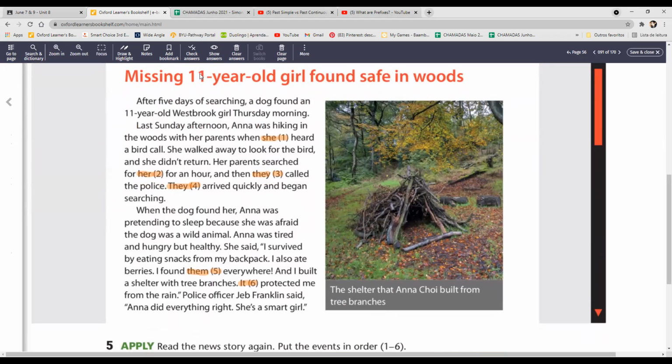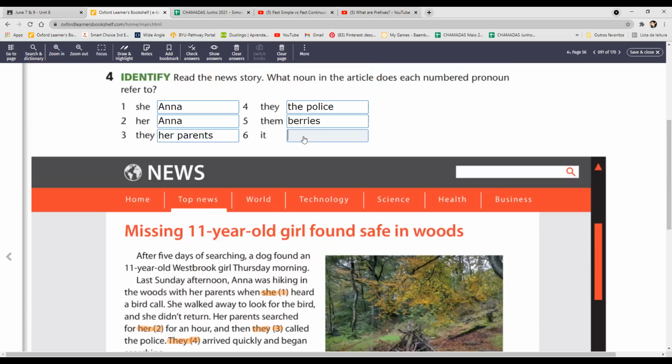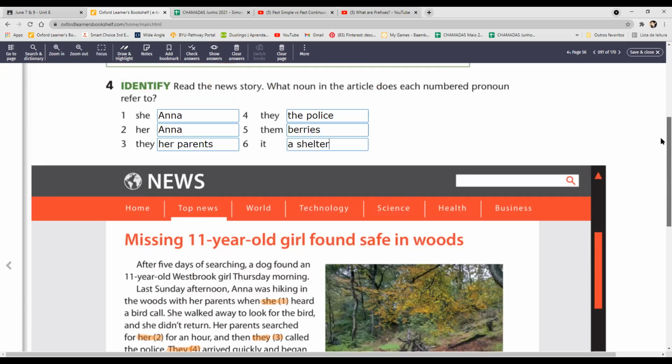And she was only 11 years old. She was a young girl. But look, she managed to build a shelter to survive in the woods. She was very smart. So here, a shelter. Okay. So let's check the answers, guys.